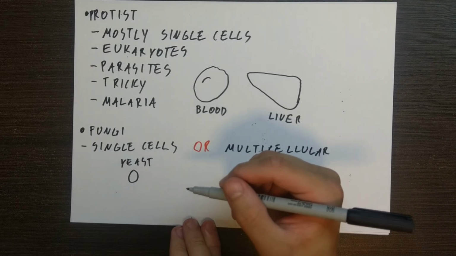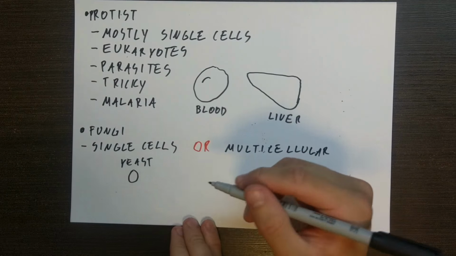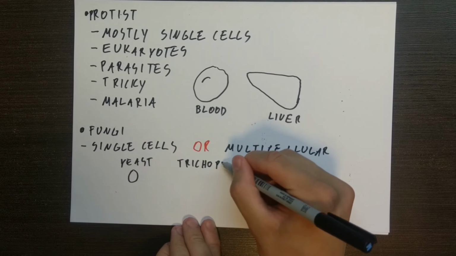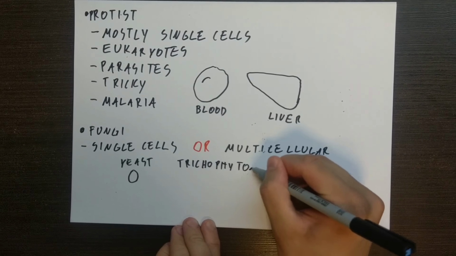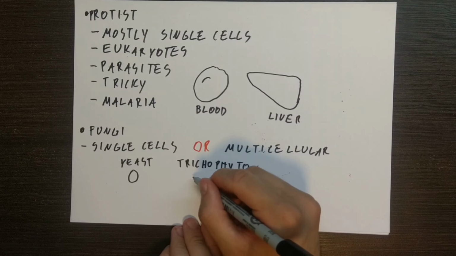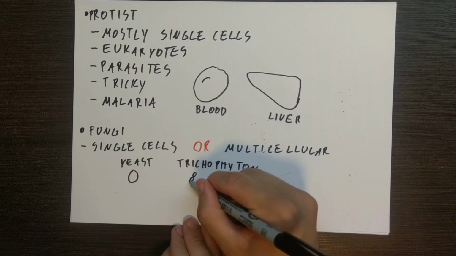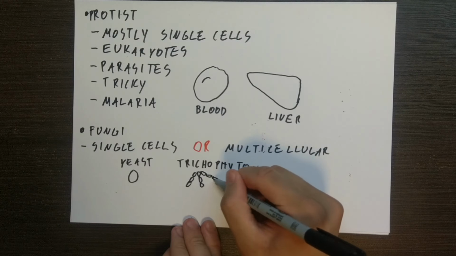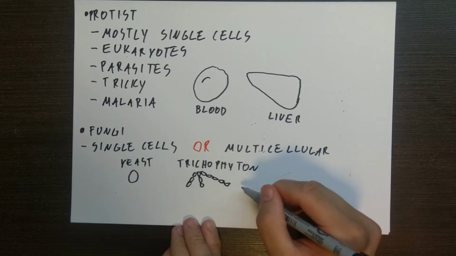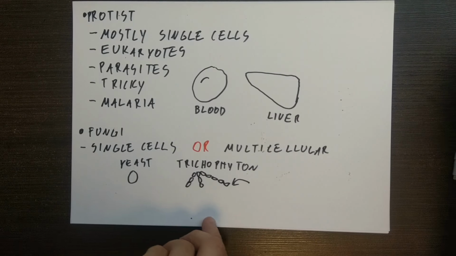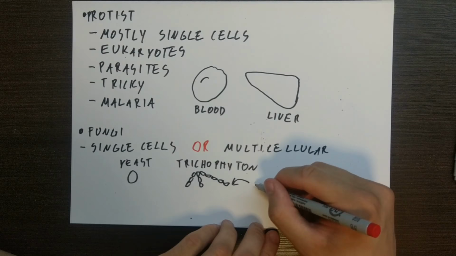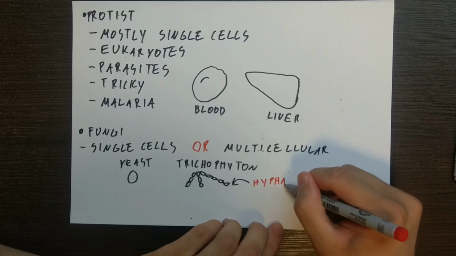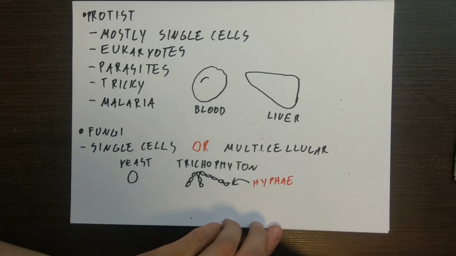Whereas another example of a fungus is trichophyton. And that fungus is actually a lot of cells that are connected in these hair-like structures, which are called hyphae. I'm going to write it down for you here.